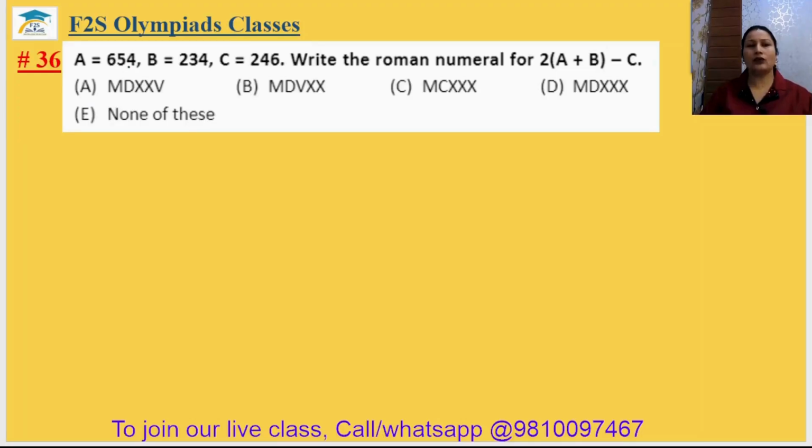36. A equal to 654, B equal to 234, C equal to this. Write the Roman numeral for 2A plus B minus C. So first we will find A plus B. A plus B is 654 plus 234. 4 plus 4, 8, 5 plus 3, 8, 6 plus 2, 8.